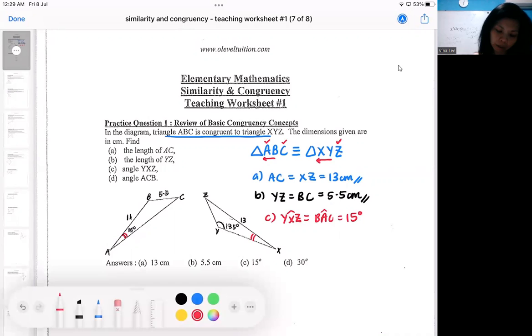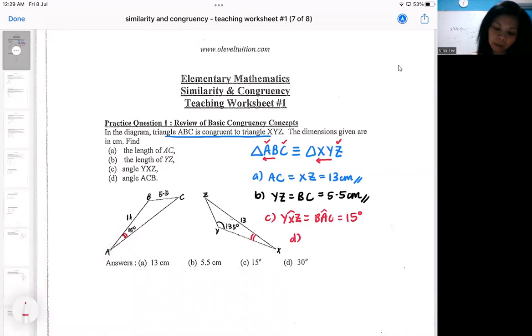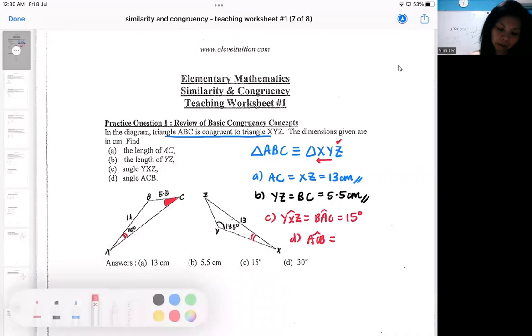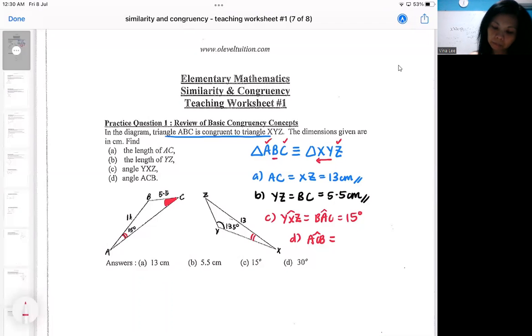So subsequently, we can do another matching. So for part D, ACB. Okay, so look at the statement one more time. ACB should be XZY. So you should match with XZY, which is here. So you can do an angle sum of triangle. So please state the reason.